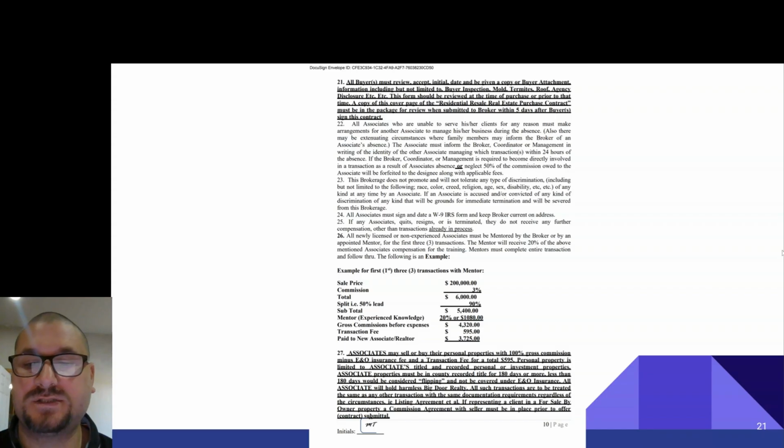All such transactions are to be treated the same as any other transaction with the same documentation required regardless of the circumstances, i.e. listing agreement, etc. If representing a client in a for sale by owner property, a commission agreement with the seller must be in place prior to offer contract submittal.